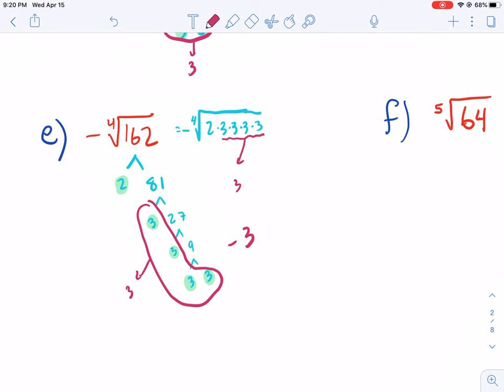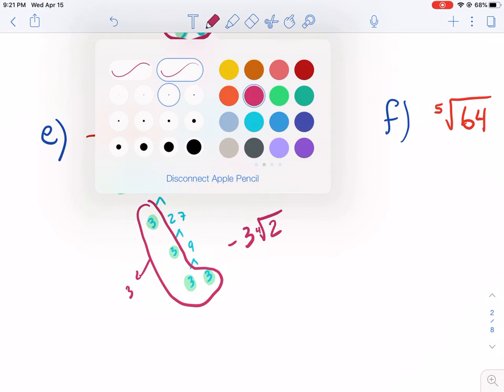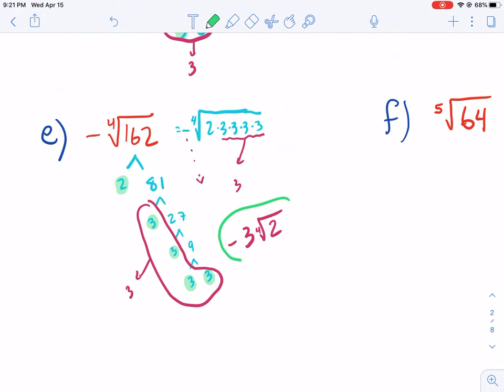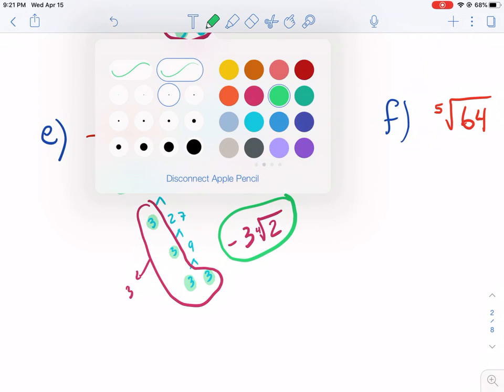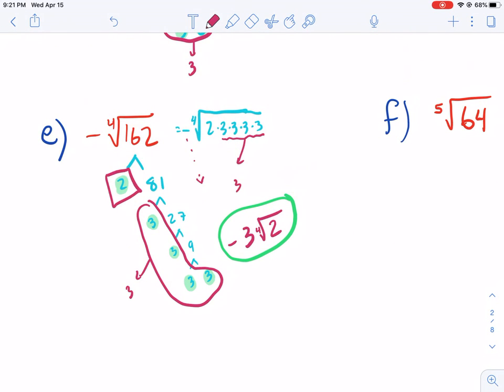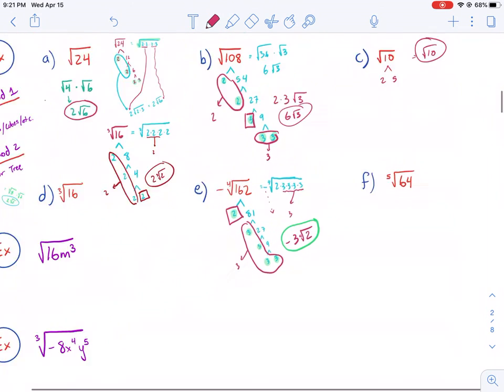Don't forget the minus sign that's there. Okay, drop down the minus. Then I have the fourth root, and then this is 2. So there's my answer. The 2 stays home. I forgot to box him. He stays home by himself. So he stays in the radical, fourth root of 2, and then we have it times -3.